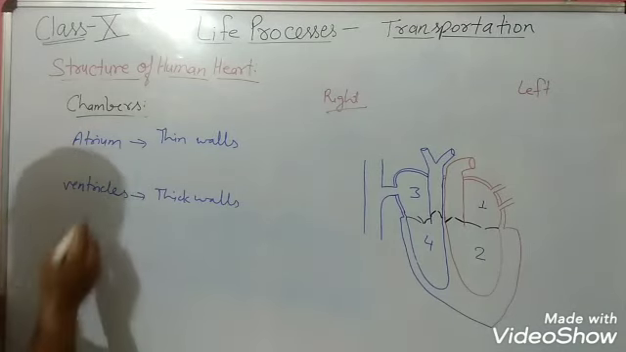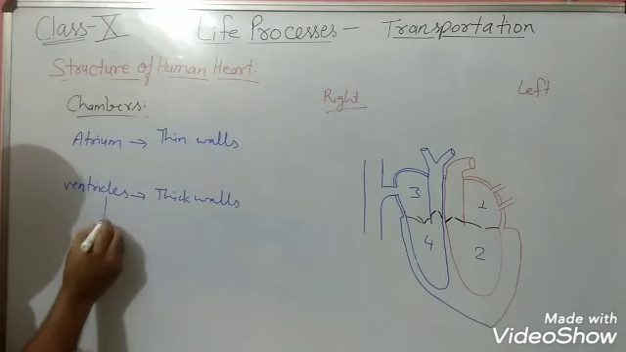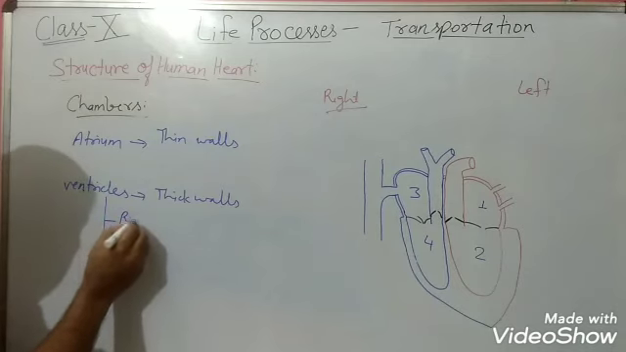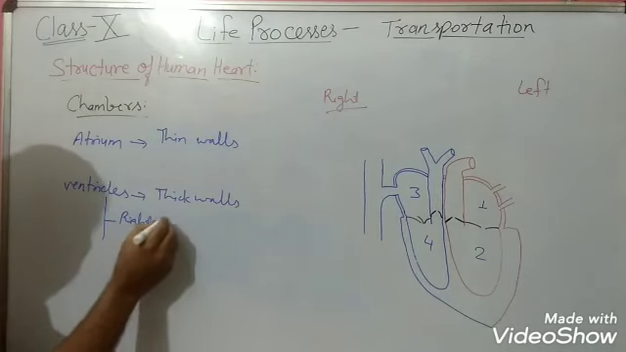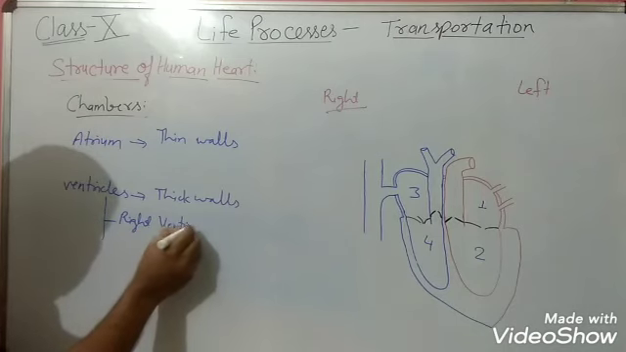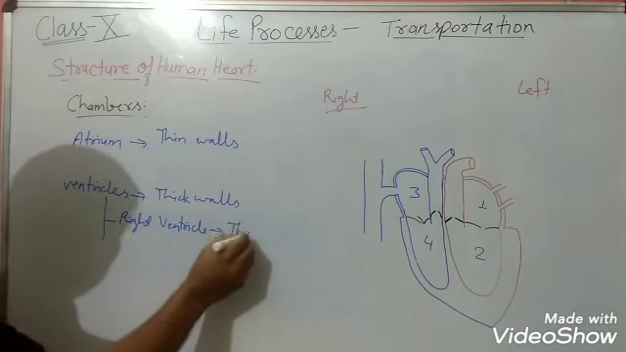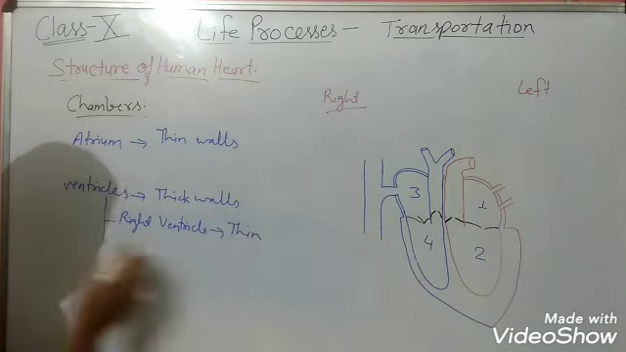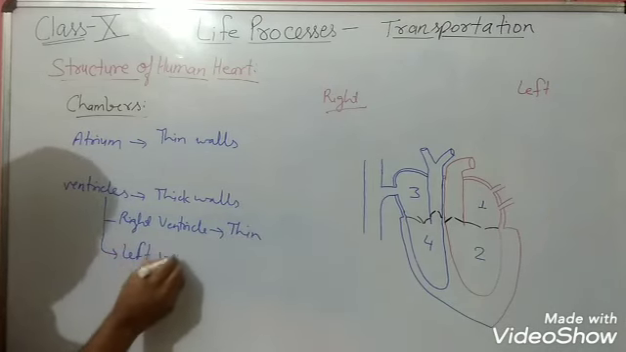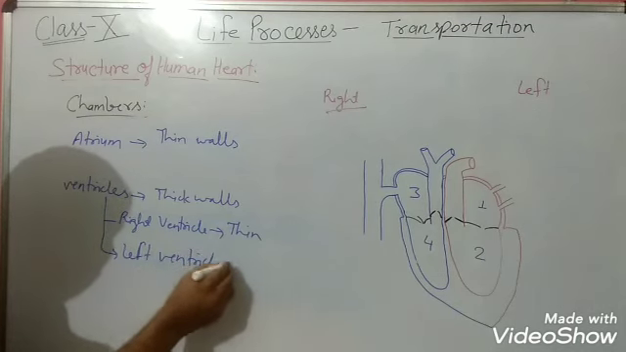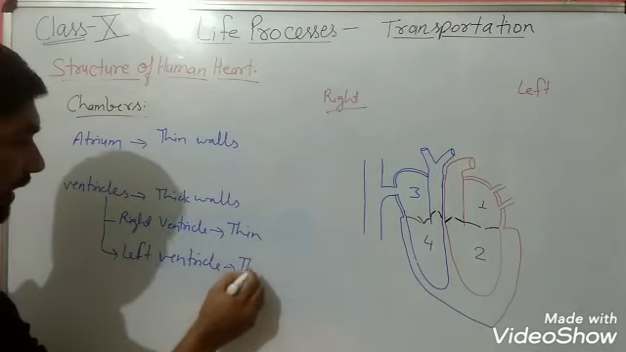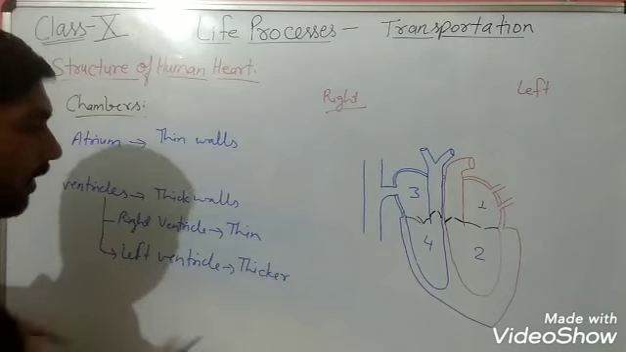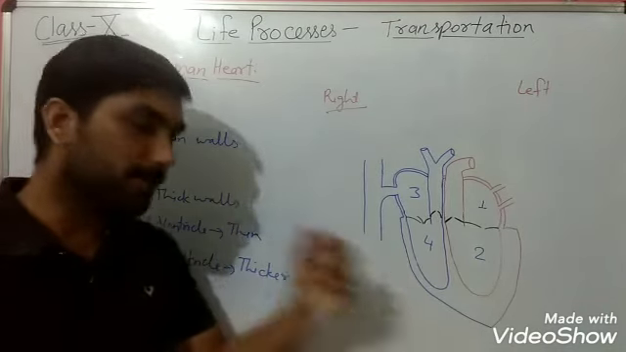But when we are observing the ventricles, you know, the right ventricle is having a thin wall in comparison to the left ventricle. Why is it happening that the left ventricle is having a much thicker wall than the right ventricle?